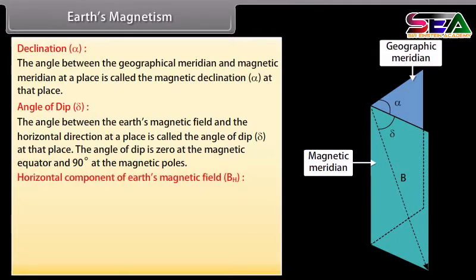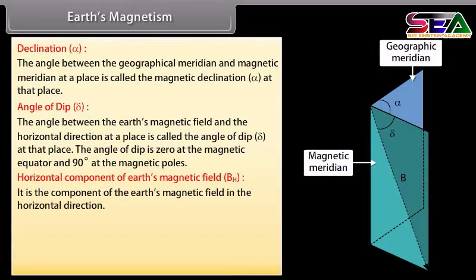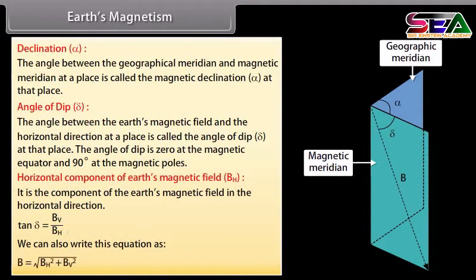Horizontal component of Earth's magnetic field, BH. It is the component of the Earth's magnetic field in the horizontal direction. Tan delta is equal to BV divided by BH. We can also write this equation as B is equal to square root of BH squared plus BV squared.